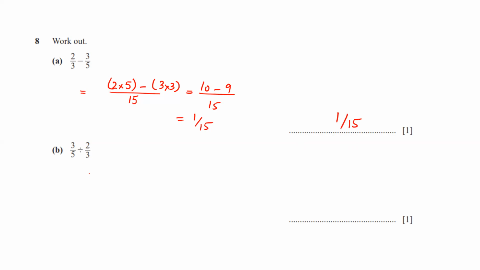Okay. Then part B, it says 3 by 5 divided by 2 by 3. So the easy way to do it is just to change the division sign by multiplication sign and flip this. So if you flip this, it becomes something like this.